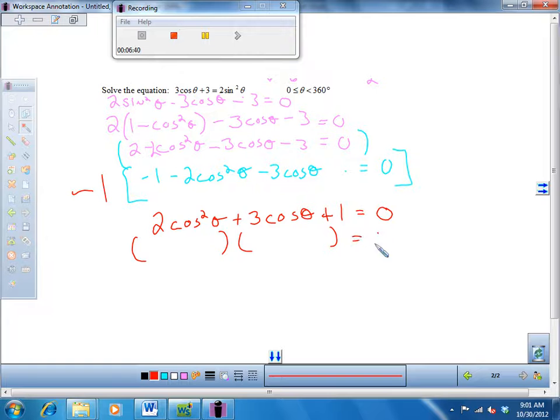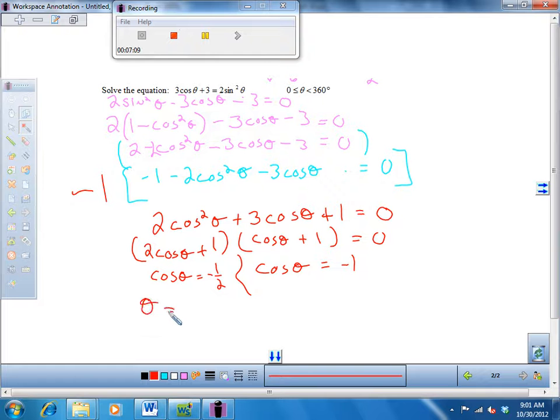That factors to 2 cosine theta plus 1 times cosine theta plus 1, which gives me cosine theta equals negative 1/2, or cosine theta equals negative 1. And in this case, we're looking for thetas between 0 and 360 degrees.